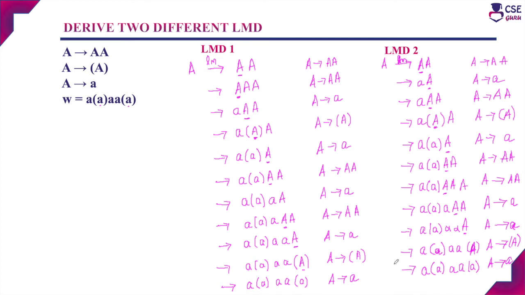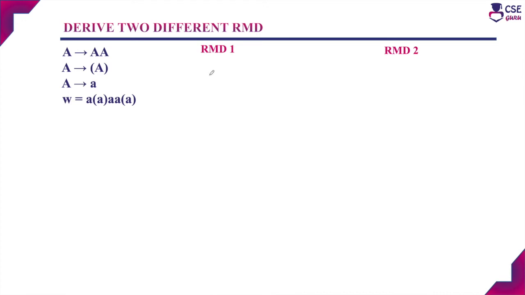So we have derived two different leftmost derivations for the same string. So we can conclude that the given grammar is an ambiguous grammar. Now we will show two different rightmost derivations for deriving the same string, and we will show that the given grammar is ambiguous. So the derivation starts with the start symbol A, and we will apply the first production rule. A derives AA. So the production rule applied is A derives AA.